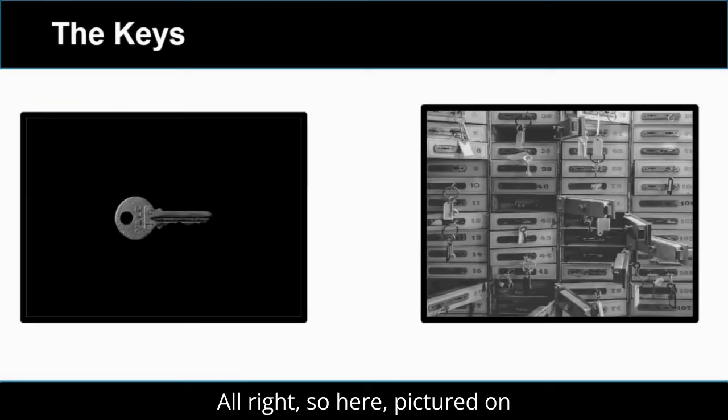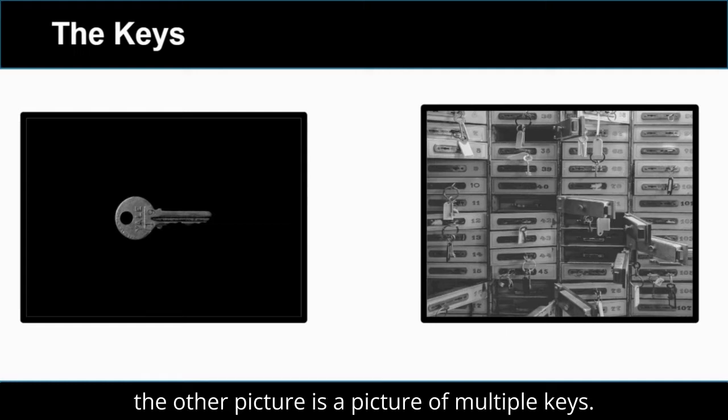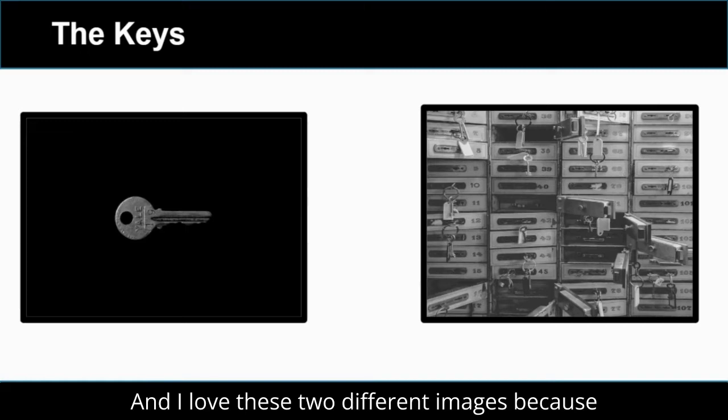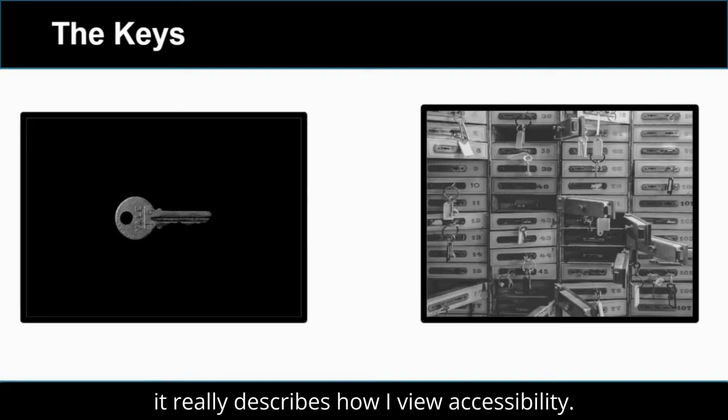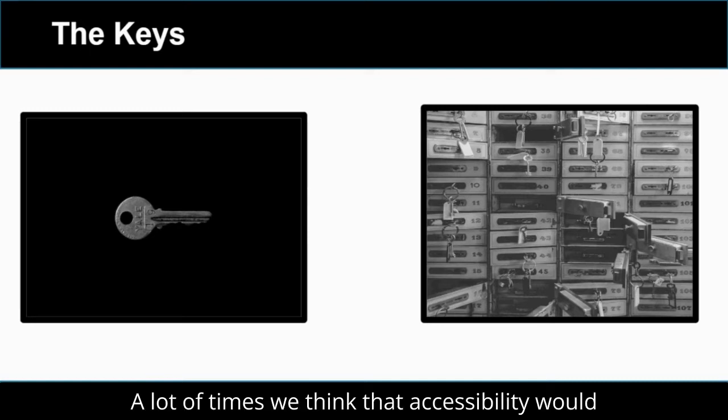All right, so here pictured on the screen are 2 different images. So one is a picture of a single key, and the other picture is a picture of multiple keys. And I love these 2 different images because it really describes how I view accessibility.